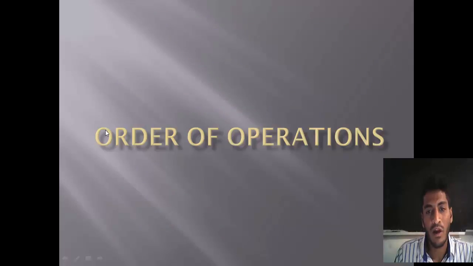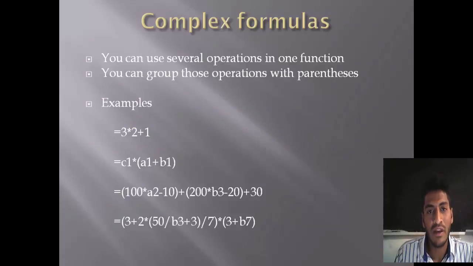Order of operations. Complex formulas: you can use several operations in one formula. You can group those operations with parentheses. Examples: 3 into 2 plus 1, C1 into A1 plus B1, 100 into A2 minus 10 plus 200 into B3 minus 20 plus 30. 3 plus, equal to 3 plus 2 into 50 divided by B3 plus 3 divided by 7 into 3 plus B7.